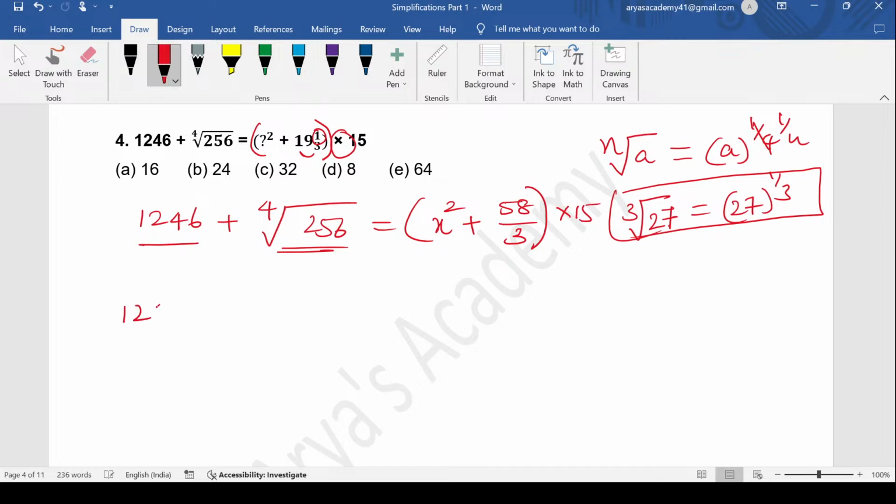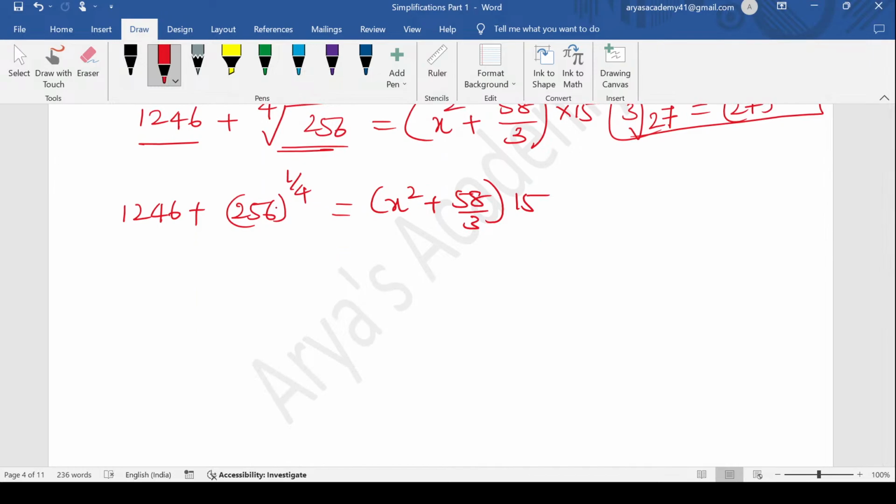So I'm still having 1246 here. I said you have to rewrite this. So how could it be rewritten? 256 whole power, nth root of means it is nothing but 1 by n, or 1 by 4. That is equal to x square plus 58 by 3 into 15.